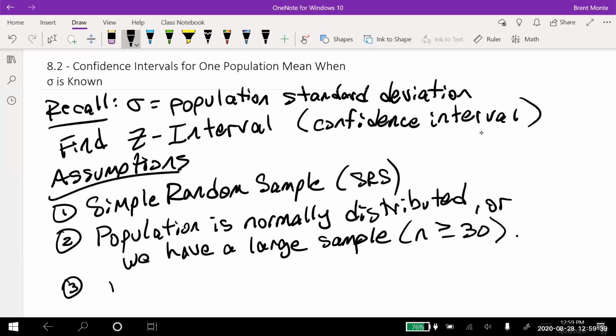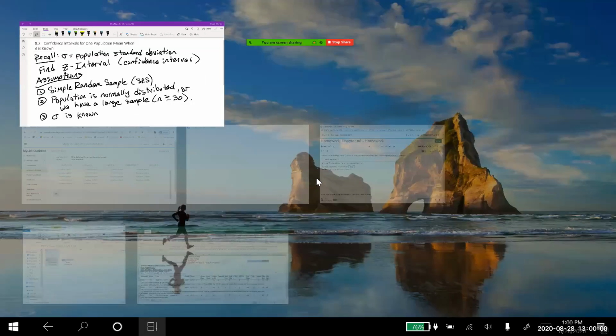And then lastly, sigma is known. So we do know the population standard deviation. All right, so those are the three assumptions that we need to have. So let's jump in and actually do a problem out of the homework. I'm going to grab problem number 5, and I already pulled it up, but it's right here.